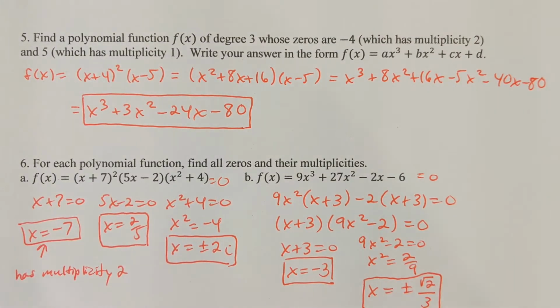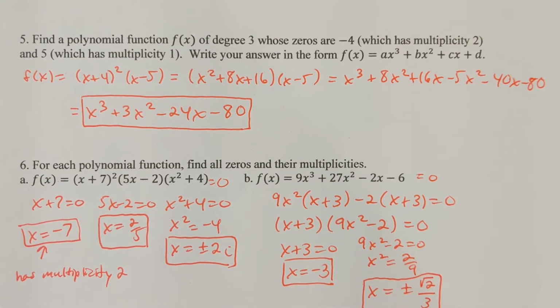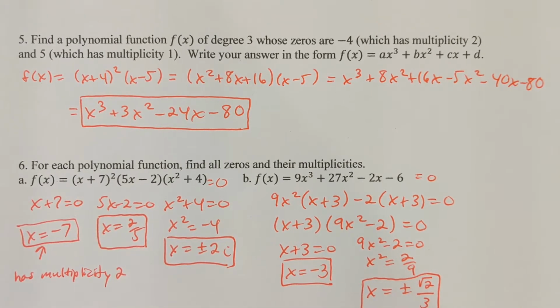Okay, here's the other part of the topic 5 worksheet. We're just going to continue the topic of zeros and polynomials. Problem 5, we want to find a polynomial function of degree 3 whose zeros are -4, which has multiplicity 2, and 5, which has multiplicity 1. And then we're going to write our answer in a polynomial form.